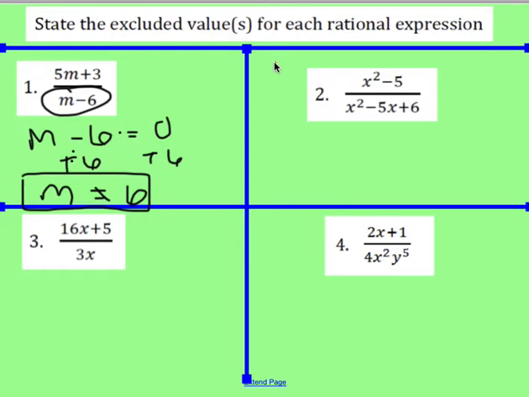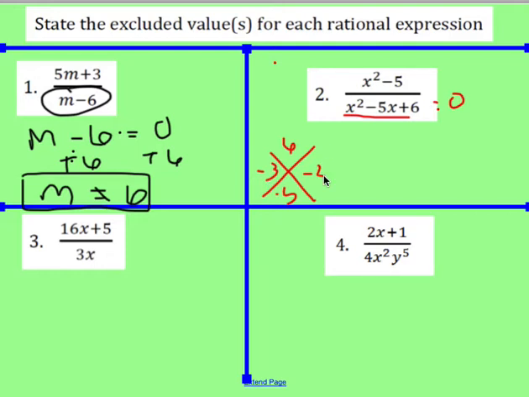Taking a look at this next one, this bottom cannot equal 0. x squared minus 5x plus 6. So we need to do some factoring. So we're going to do 6 and negative 5. So I have a positive product and a negative sum. So that means both my signs are negative. So I have negative 3 and negative 2.